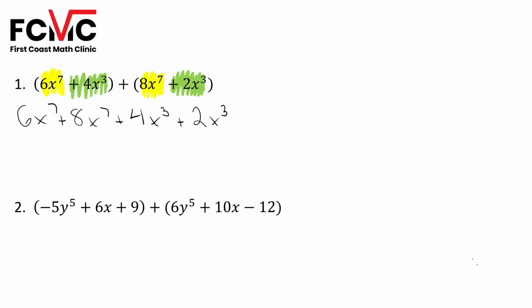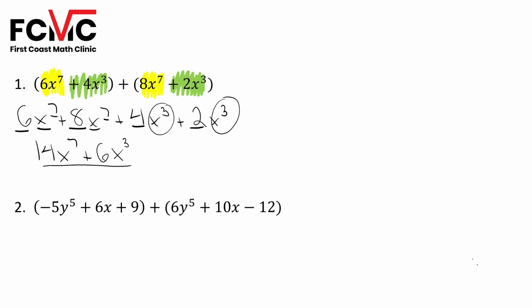Now, when we add our like terms, we want to just add the coefficients 6 and 8. We're going to get 14, and we're going to keep the variable and the exponent. So the variable and the exponent aren't going to change. So this is going to be 14x to the 7th plus, now we're going to add our coefficients 4 and 2, giving us 6, and then we're going to keep that variable and exponent, 6x to the 3rd. So number one is 14x to the 7th plus 6x to the 3rd.